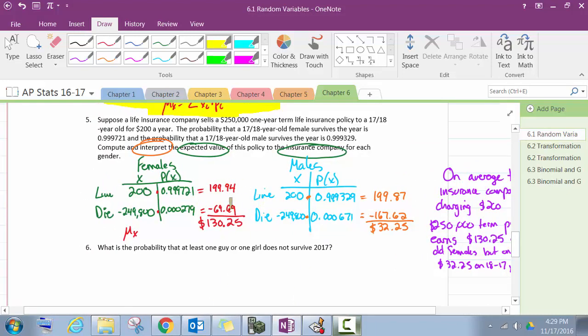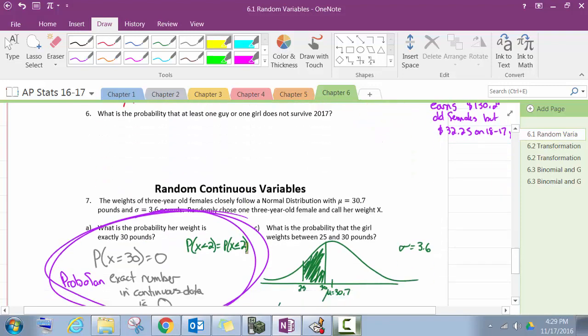So we can do this by hand as well if there's only two. Live or die are the only two options. We're going to skip number 6.